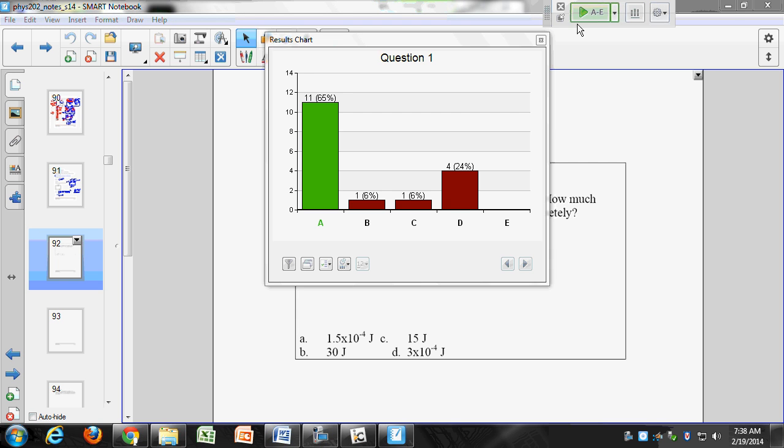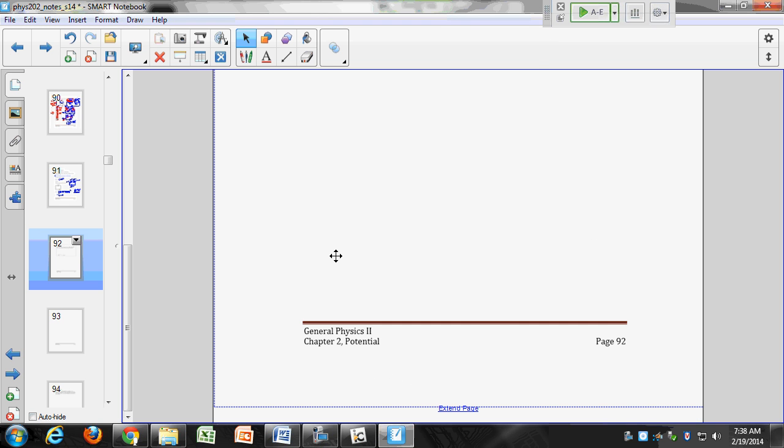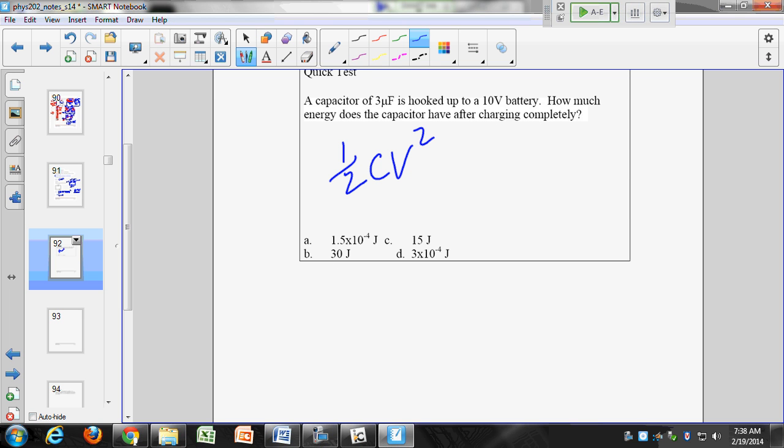I guess if you put D, you just forgot the 1/2. Is that what you did? Yeah. So don't forget with energy, it's on your equation sheet, but where'd it go? It's 1/2 CV squared. So if you didn't put in the half, you get this answer, but that's wrong. A is the right answer.